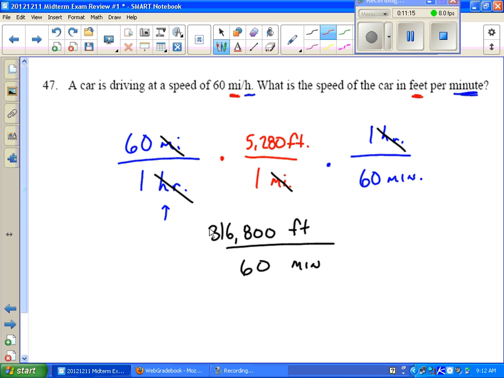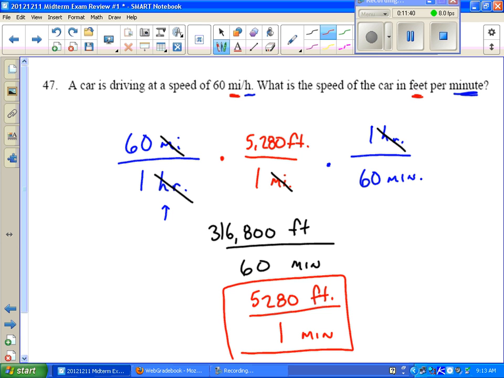So what you need to do is change this one more time to where it's 1 minute at the bottom, which means we need to divide that number, 316,800. If you did it in a calculator, just leave it in there and then press divide by 60. And you'll get 5,280 feet. Okay, and that makes sense because that's how long a mile is, 5,280 feet.